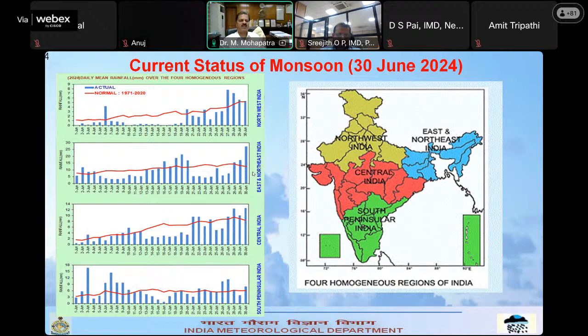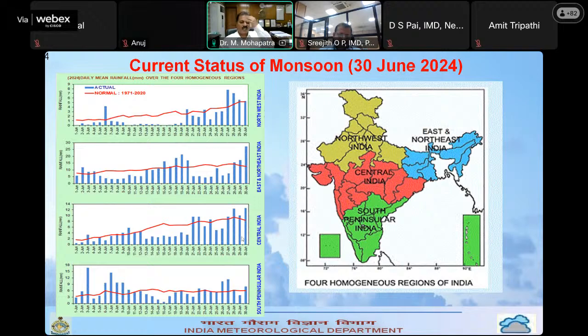East and Northeast India had a good spell in the beginning of the month, one spell from 1 to 4 June. Then another spell started on 13th June to 20th June, and a third spell commenced towards the end of the month, that is the last week of June.